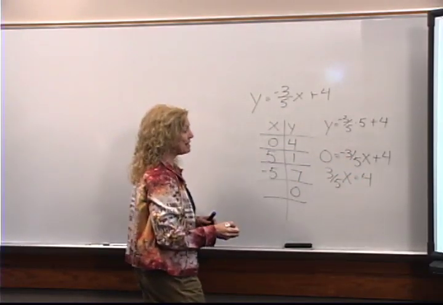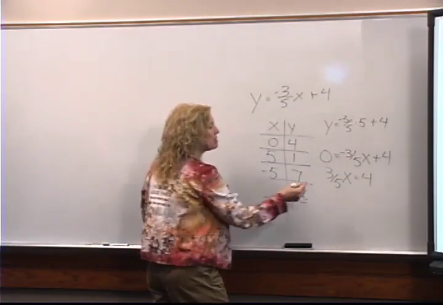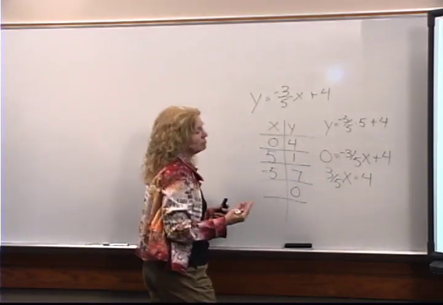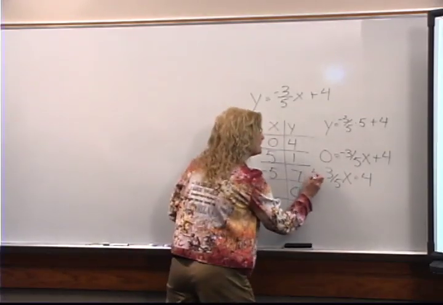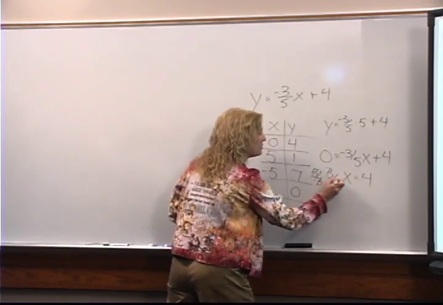And that's not much fun. You might remember that essentially I'm going to divide the 3/5 over. Okay, and dividing by 3/5 is the same as multiplying by 5/3.